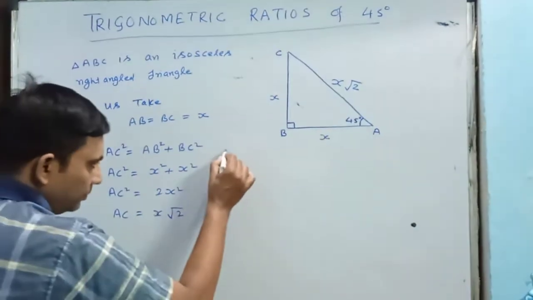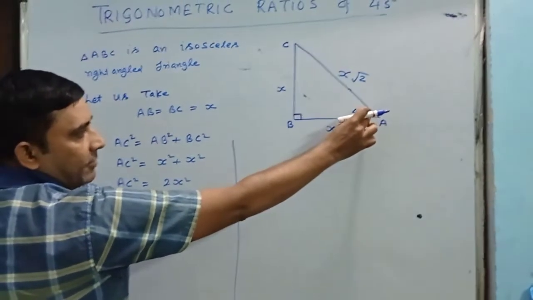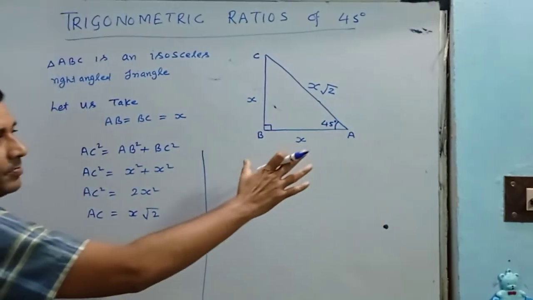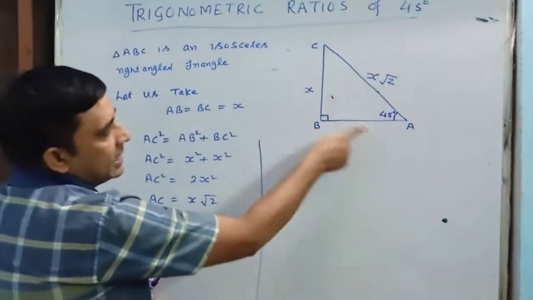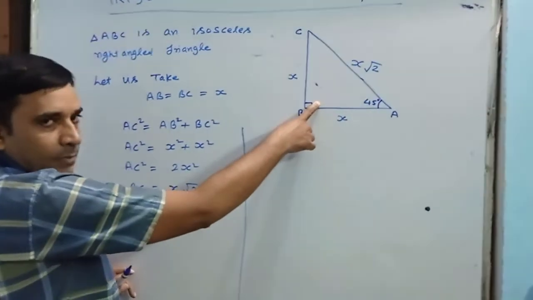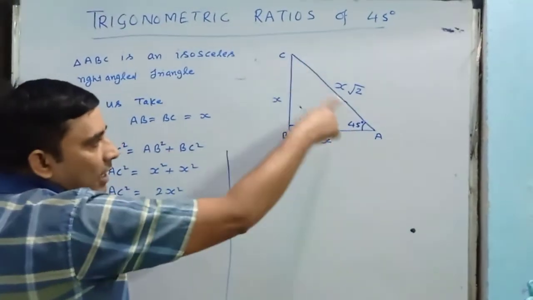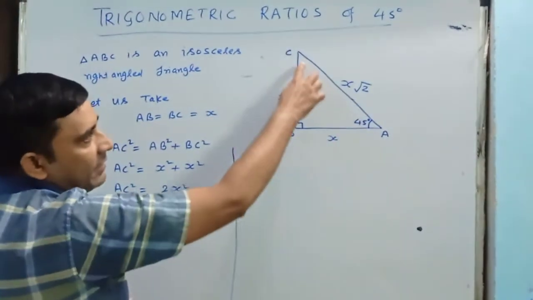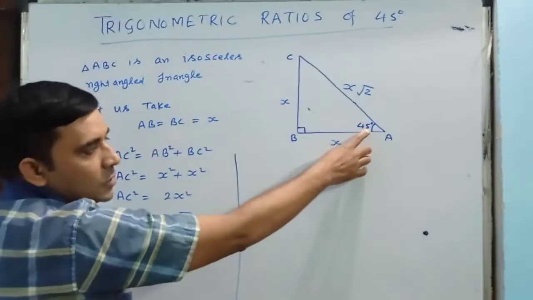Now see, if I am standing here, this angle is 45 degree because it is an isosceles triangle. Then we already know in any triangle, if opposite sides are equal, then opposite angles will also be equal. This angle is already 90 degree because it is a right angle triangle, and these two angles are equal and their sum will be 90 degree. So each angle will be 45 and 45. This angle will be 45 degree and this angle will also be 45 degree.